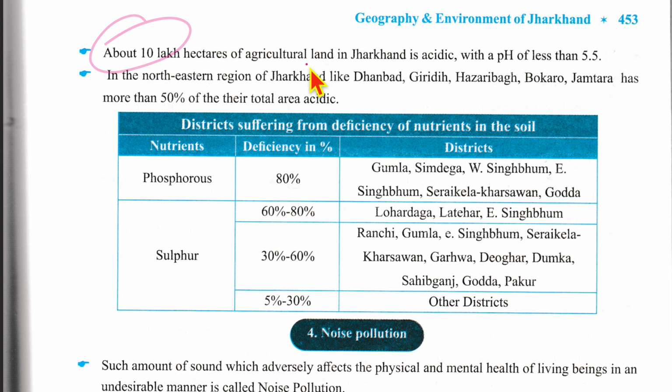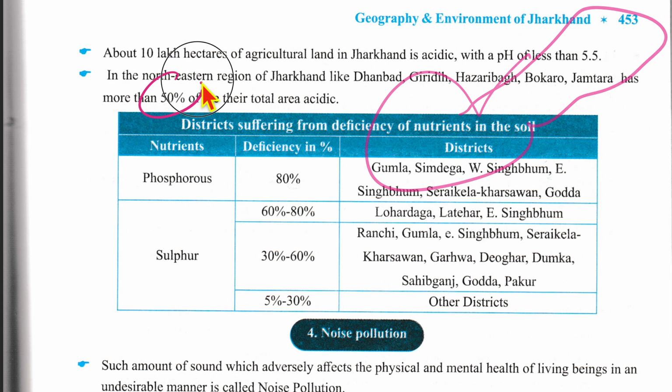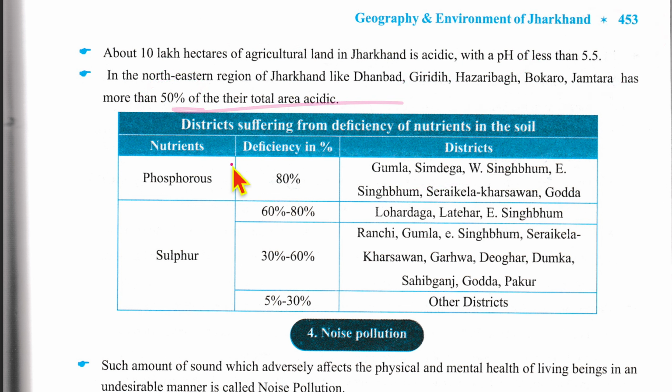About 40 lakh hectares of agricultural land in Jharkhand is acidic, with 10 lakh hectares having a pH less than 5.5. In the northeastern region, districts like Dhanbad, Giridih, Hazaribagh, Bokaro, and Jamtara have more than 50% of the total area acidic.